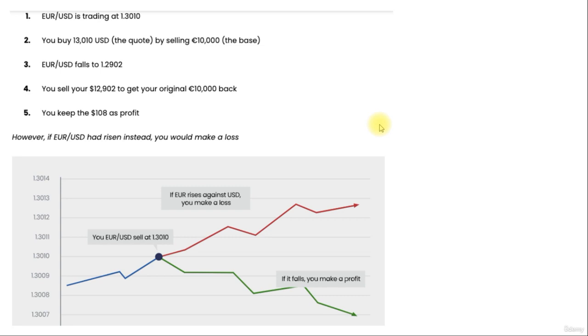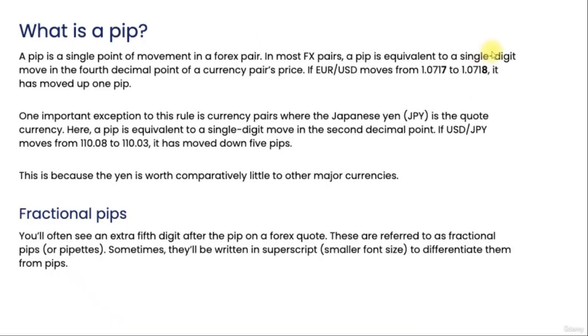So let's say you bought one currency pair and you went long, and the overall currency pair strengthens, then you will make a profit in a long position. And if you are shorting it and the overall currency pair is weakening, then you will make a profit on your short position.